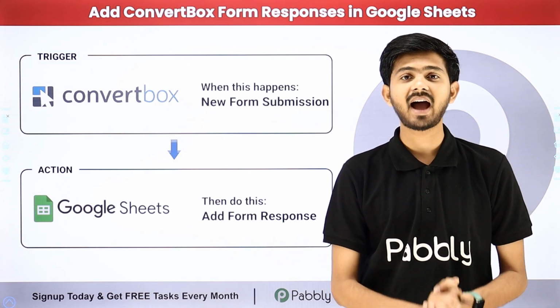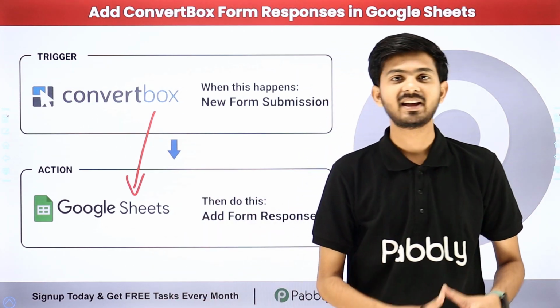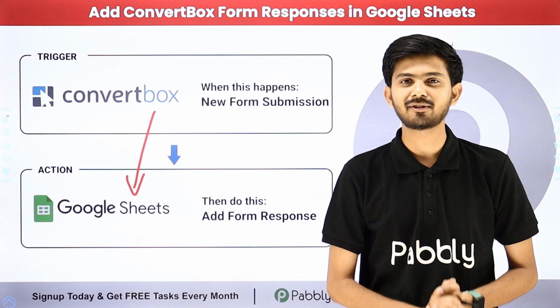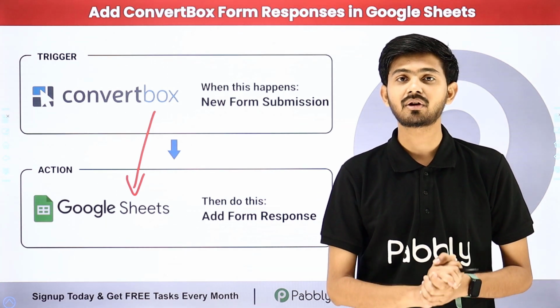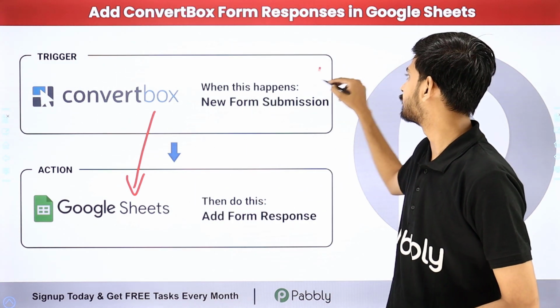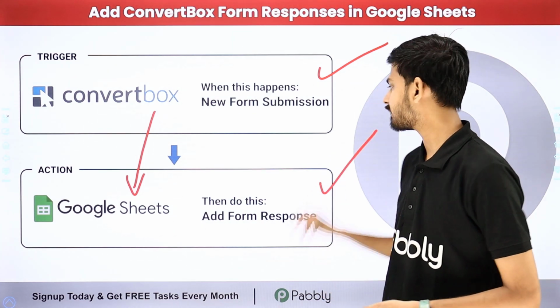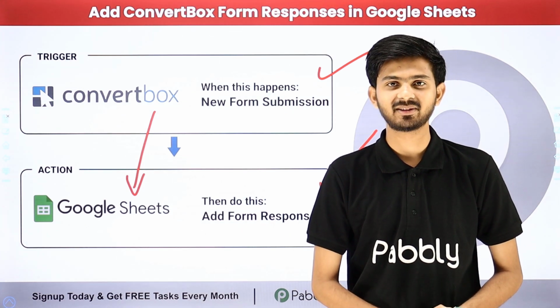For my objective, I have to build a connection between ConvertBox and Google Sheets. For building this connection, I'm going to use Pabbly Connect, which is an amazing software for automation and integration. In Pabbly Connect, I need to use the concept of trigger and action. In the trigger application, I'm going to use ConvertBox. In the action application, I'm going to use Google Sheets. So how am I going to build this connection? For that, let me take you to my computer screen.